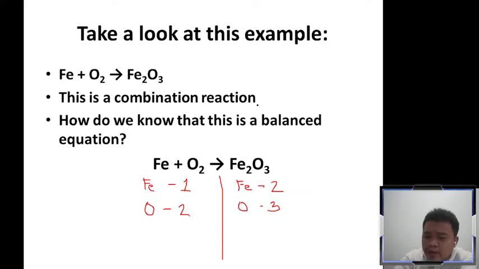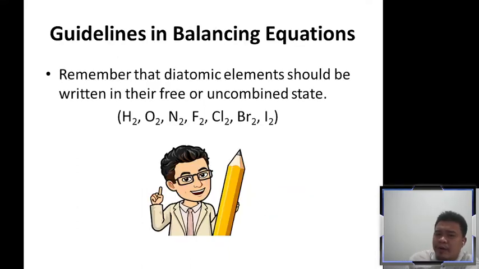So what can we do in order to balance a chemical equation? Number 1, remember that diatomic elements should be written in their free or uncombined state. So what do I mean by diatomic elements? These are elements that exist as 2 atoms in their free or uncombined state.